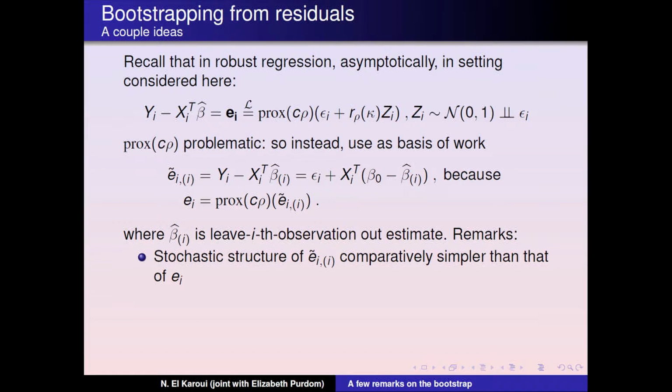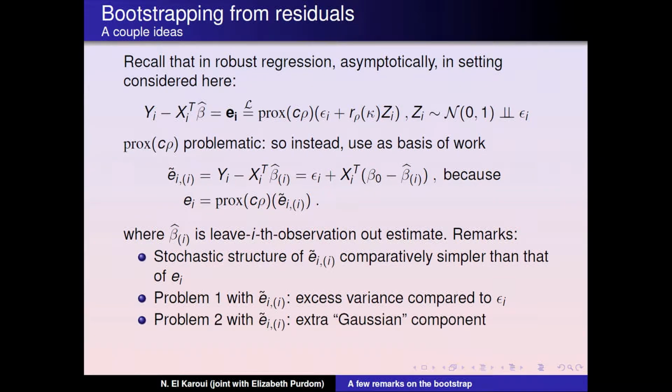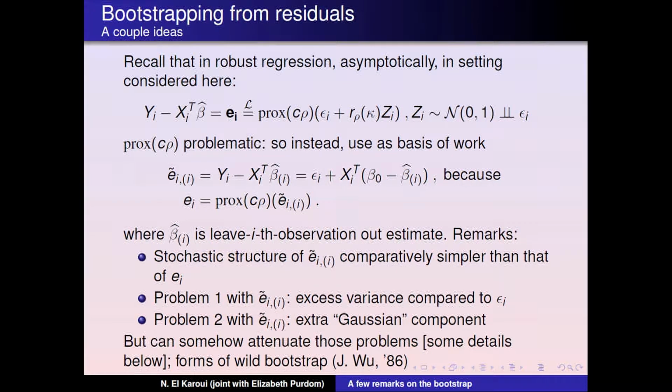Okay? So there is still a problem: first of all, their stochastic structure is much easier than the residual, okay? But we have this extra term here, which maybe in our case is random. So we're going to have extra variance, okay, in E tilde i compared to epsilon i, because this guy is effectively independent of epsilon i and has some variance attached to it. And if I thought, for instance, for simplicity that lambda i were Gaussian, I would have an extra Gaussian component, okay? So in some sense, that gives us some ideas for how to attenuate those problems.